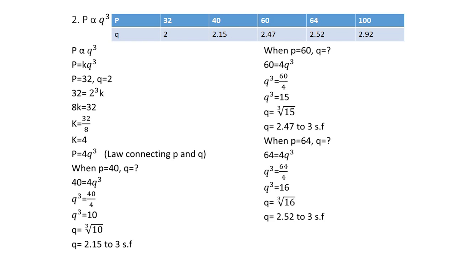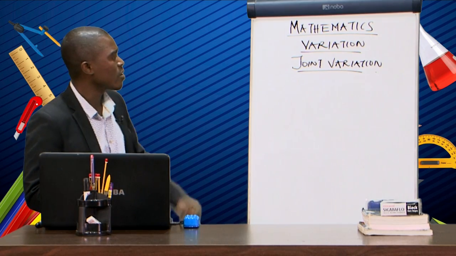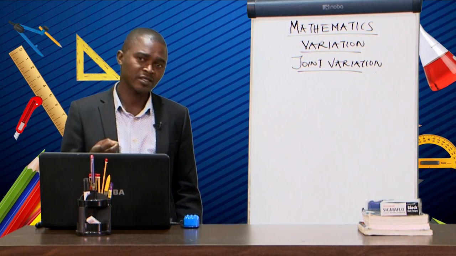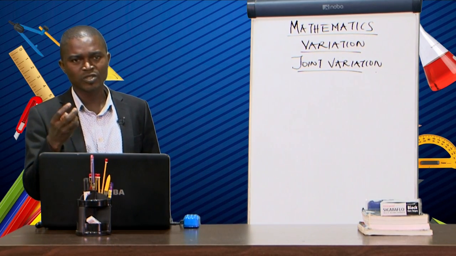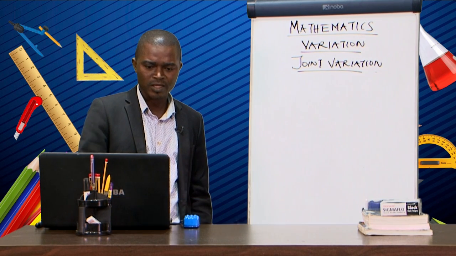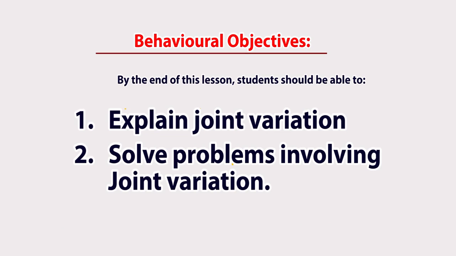So now let's quickly go to what we have today. Today we are going to look at the third type of variation. I gave you four types: direct, inverse, joint, and partial variation. We have discussed direct, we have discussed inverse, and today we are going to look at joint variation. By the end of today's lesson, you should be able to explain joint variation, and also be able to solve problems involving joint variation.